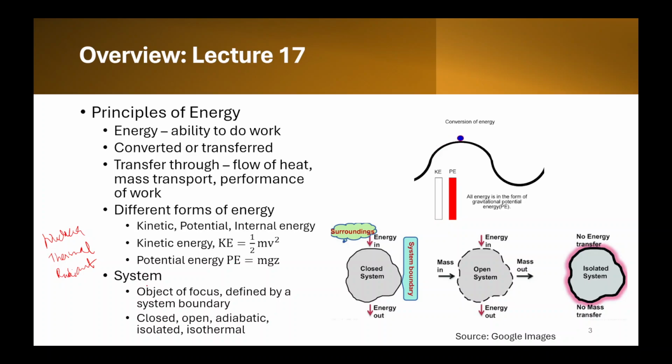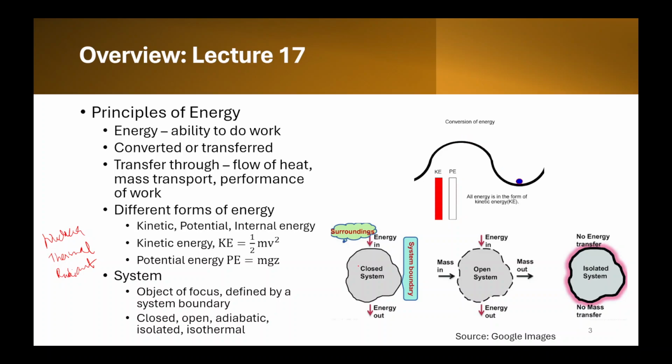Then we defined a system basically. The system is basically your object of focus which you need to analyze, and it is defined by a system boundary. So here we see, suppose this is some system. Ignore the closed system, but this is some system that we need to analyze. It will have some system boundary, and only this region here is our object of focus. Whatever energy coming in, energy going out, mass coming in, mass going out, that we need to analyze in this system, in this region. So this is our system.